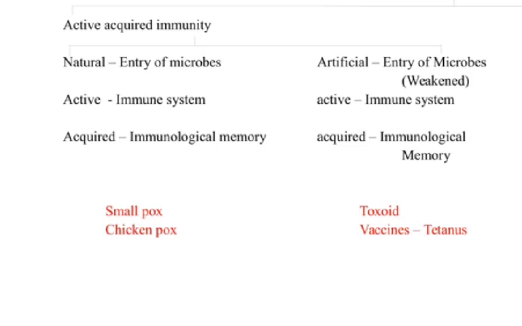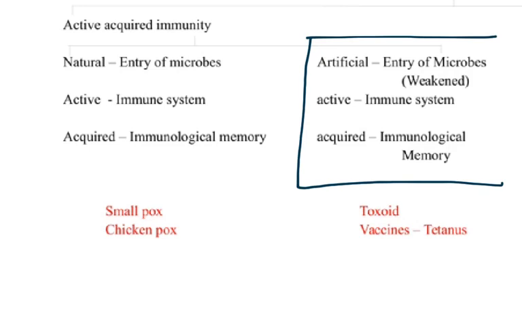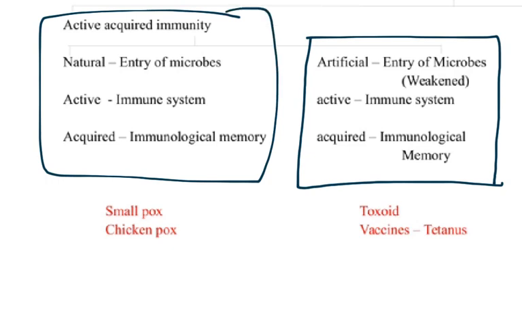So, in natural active acquired immunity, when we get the infection for the first time, we may not get it further times. In artificial active acquired immunity, without getting the infection even for the first time, we develop immunological memory. Examples for natural active acquired immunity are smallpox and chickenpox, and the example for artificial active acquired immunity, or toxoid vaccines, is again tetanus.